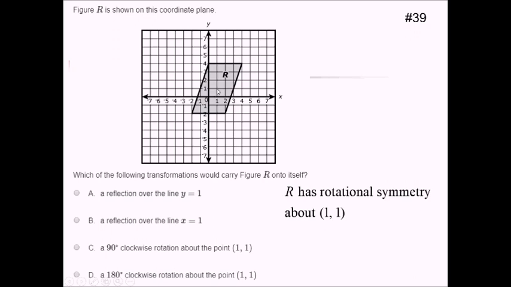It wouldn't necessarily be the same image, but because of the symmetry, this point up here would end up down here, as all the other points would end up on mirror images of themselves. So choice D then would give us essentially the same figure.